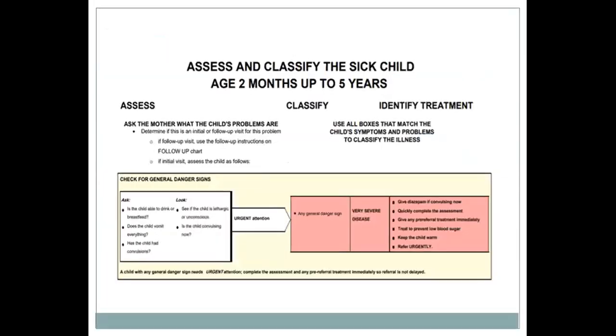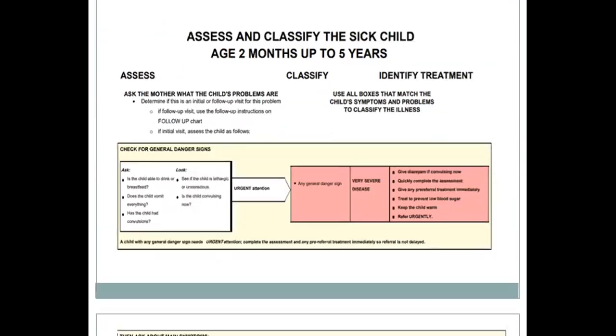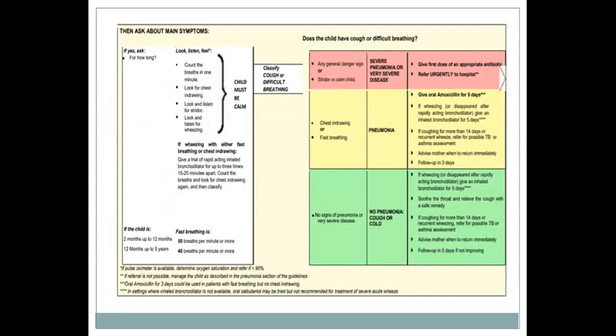Assess and classify the child aged 2 months to 5 years. Assess, classify, and identify. For example, severe pneumonia or very severe disease: any danger sign present, or stridor in a calm child. For severe pneumonia, give the first dose of an appropriate antibiotic and refer urgently to hospital. If there is chest indrawing or fast breathing, pneumonia, give an oral dose of amoxicillin in OPD for 5 days. Also give a bronchodilator. If coughing for more than 14 days or recurrent wheeze, asthma assessment is also required. Advise the mother to return immediately.